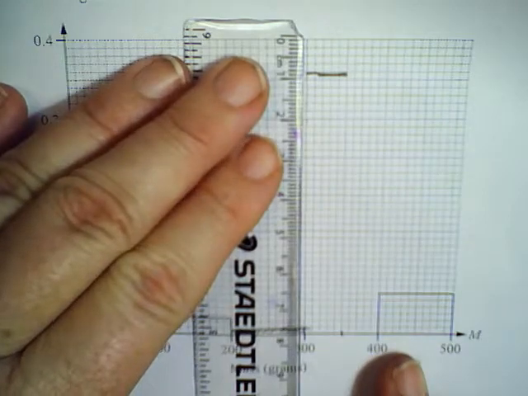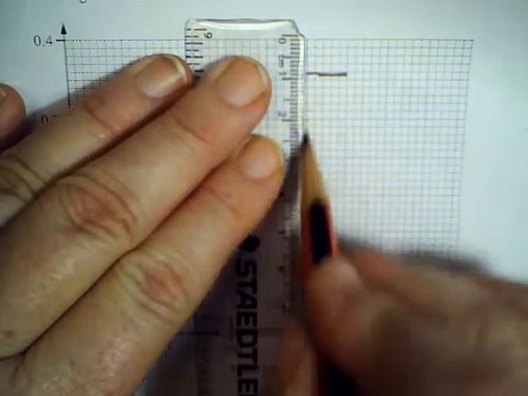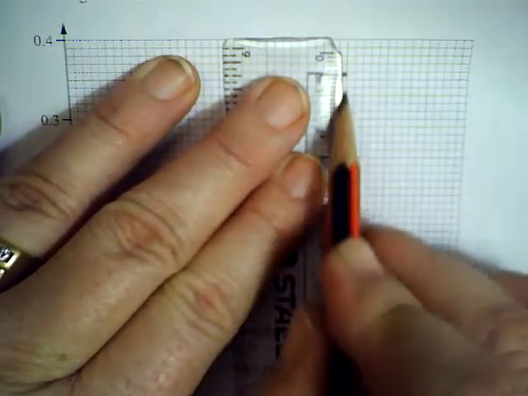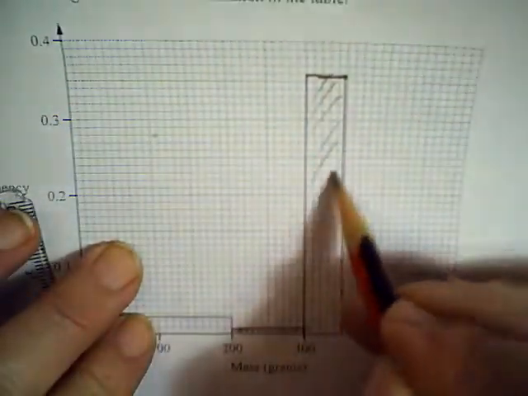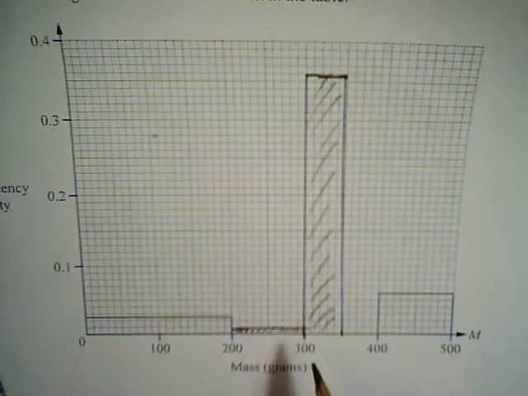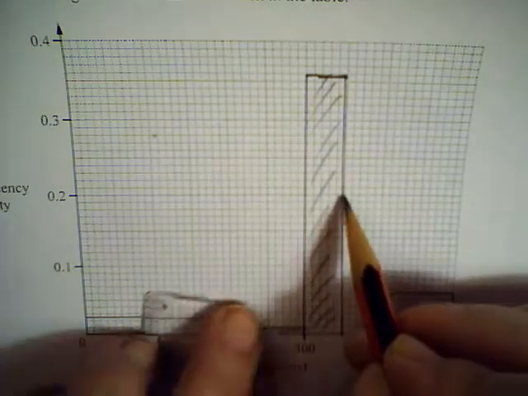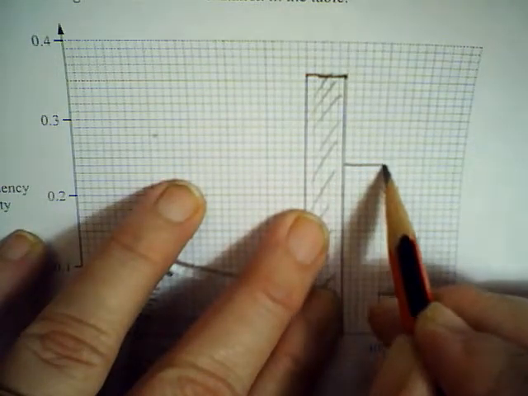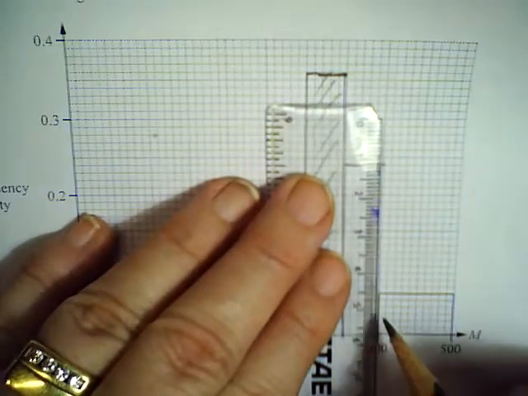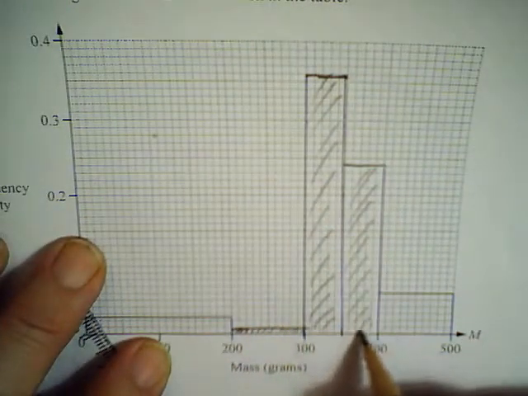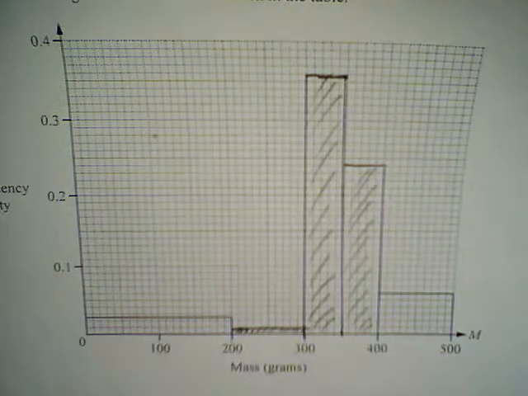Just use your straight edge. It's a little bit better actually to do that. Get a neater result. Okay, and the last one, 0.24, 1, 2, 3, 4. Let's use the straight edge again. Okay. Okay, and there is our result.